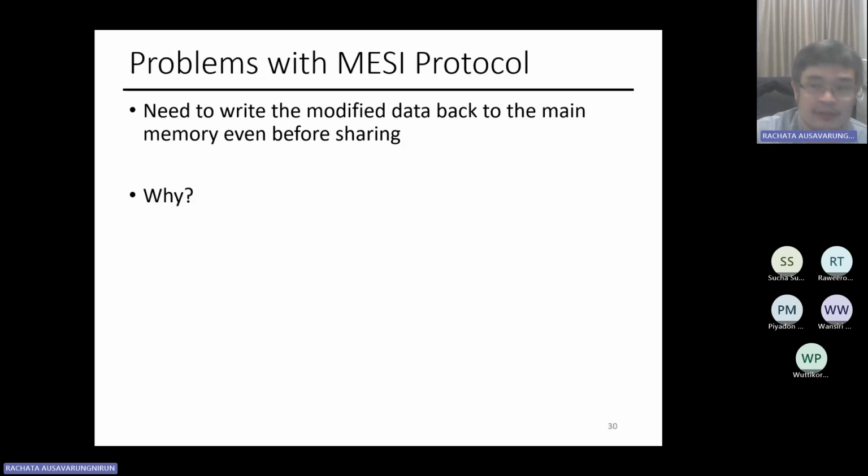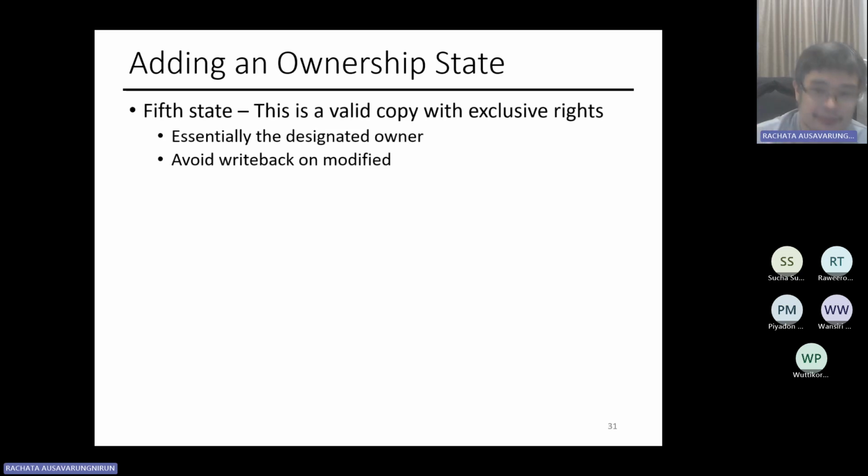The reason why this is happening is because when you're in the modified state, you have not a lot of guarantee on the ownership. So one thing we can do is add a fifth state, the ownership state. The ownership state means that this is the valid copy that I have the exclusive right to. Essentially, this is the designated owner. When you are in the modified state, you don't have to do write back yet.